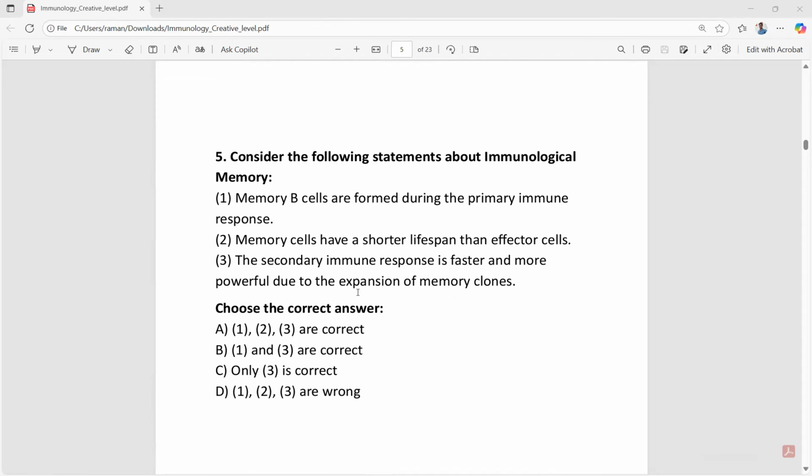Consider the following statements about immunological memory. Choose the correct statement. Memory B cells are formed during the primary immune response. So this is a correct answer. Memory cells have a shorter lifespan than the effector cells. This is wrong. The secondary immune response is faster and more powerful due to expansion of memory clones. So 1 and 3 are the right answers, and option B is the correct answer for this question.